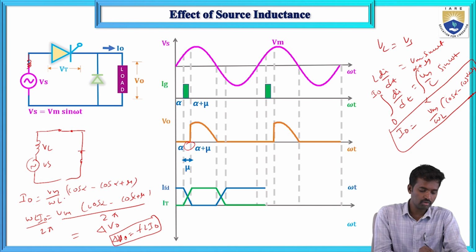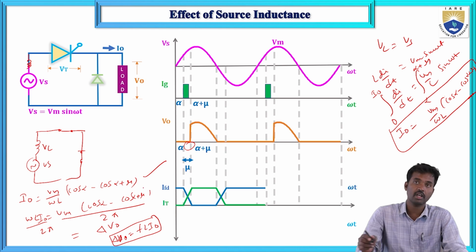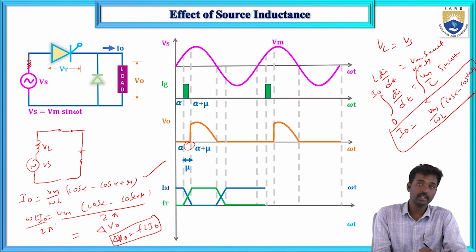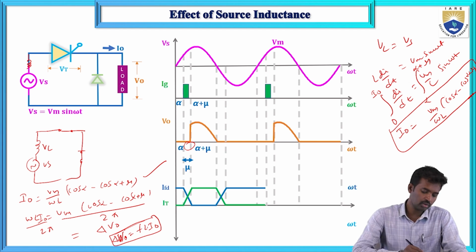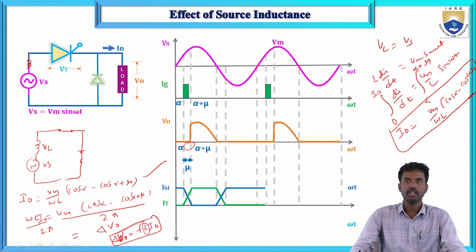So now here this is an equation, and if you divide by omega L, I naught is equals Vm by omega L times cos alpha minus cos of alpha plus mu. Dividing the LHS and RHS by 2 pi, this is the reduction in voltage, del V naught, equals, where omega means 2 pi f, the 2 pi gets cancelled, f into L into I naught. This is the reduction in the voltage. So this reduction in the voltage depends on the source inductance.